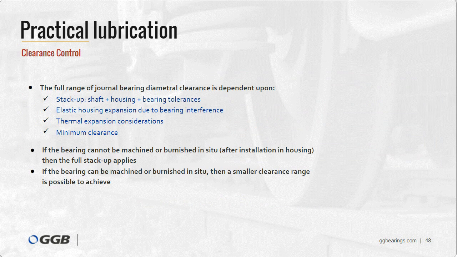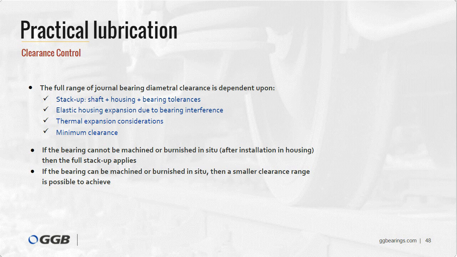And so how can clearance be controlled in an application? What parameters affect journal bearing clearance? Well, a few things can impact clearance. First and foremost is the tolerance stack up of the system. Typically, this stack up includes the shaft, housing, and bearing tolerances. All these components and their tolerances will impact a clearance range.